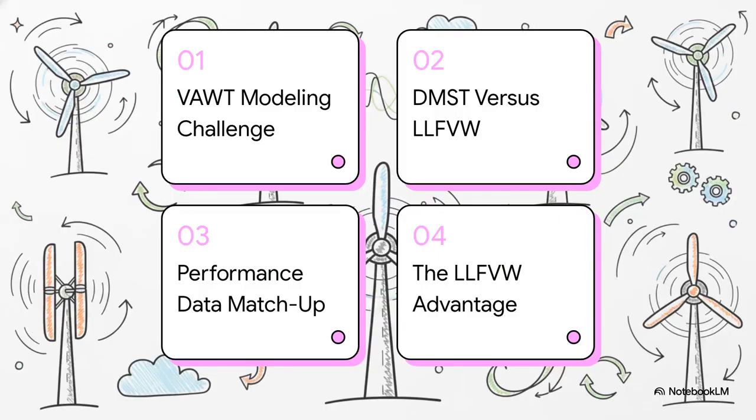So here's our game plan for today's Explainer. First, we'll look at the VAWT modeling challenge. Next up, DMST versus LFVW. Then we'll dive into the performance data matchup and finally wrap things up with the LFVW advantage.